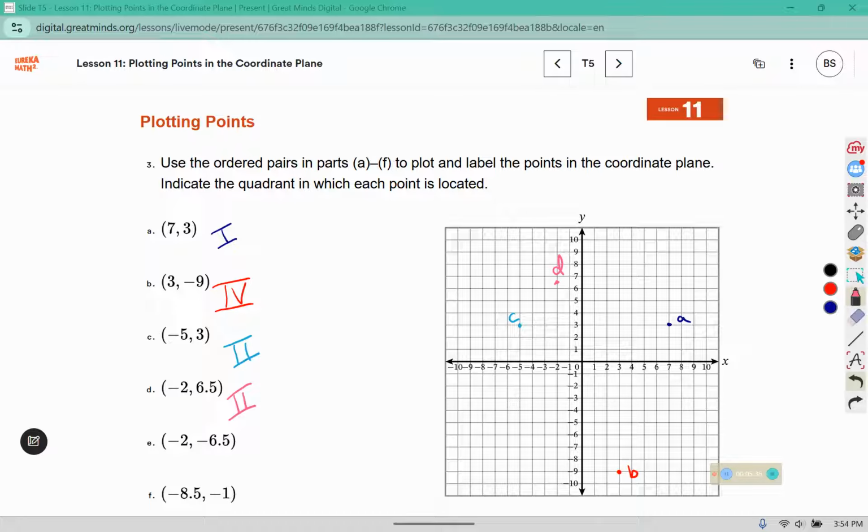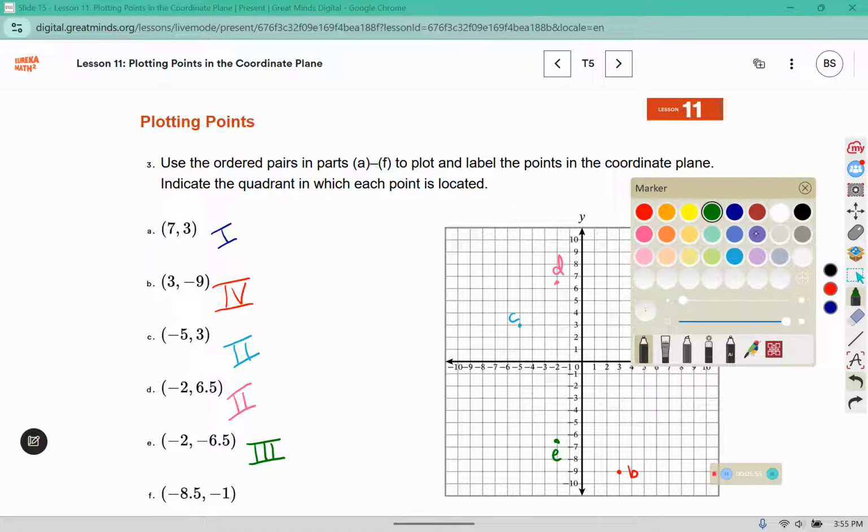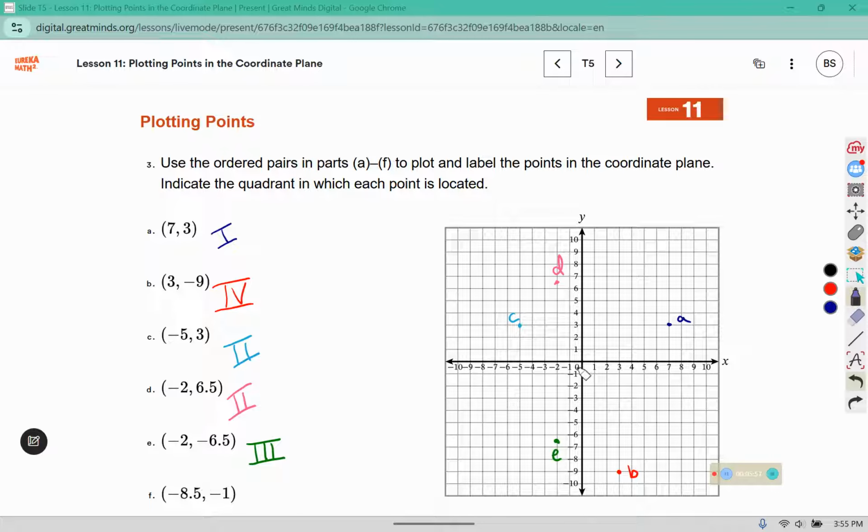This one is left and down. Left 2 and down 6.5, which is between -6 and -7, for point E, which is in quadrant 3. And then we have point F. That is left 8.5 and then down 1, in quadrant 3 also.